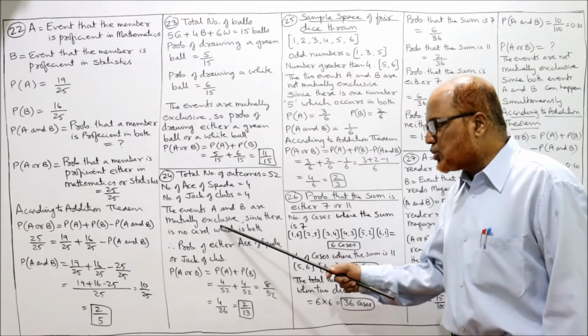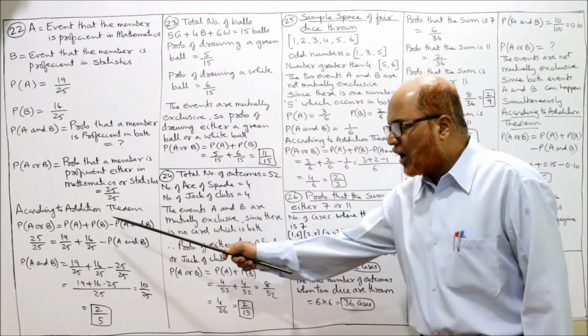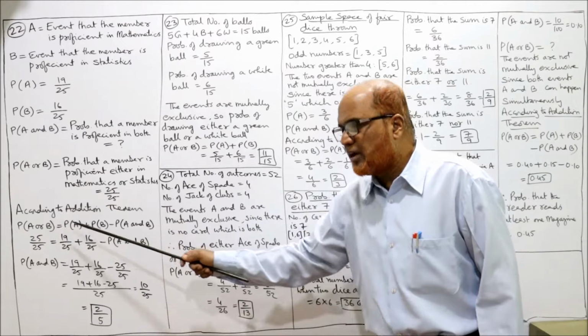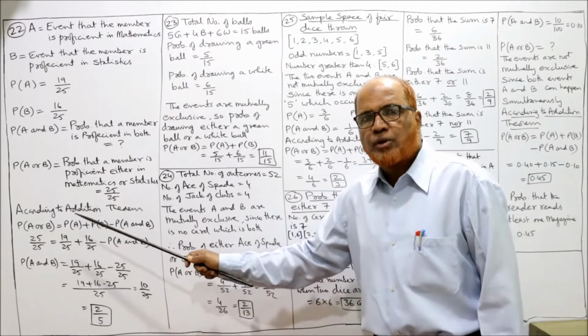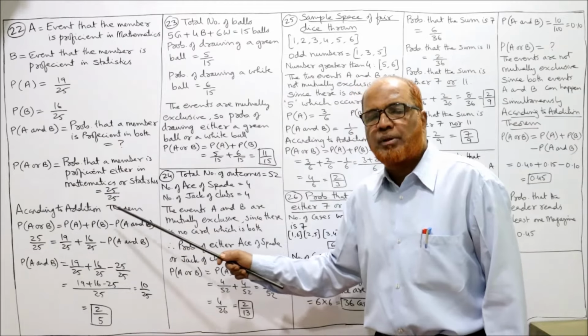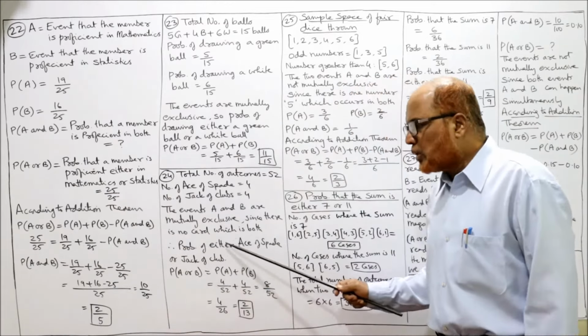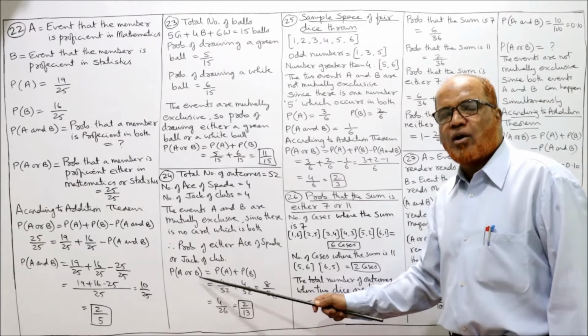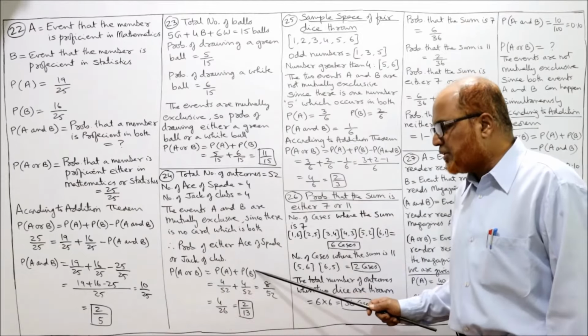अगर म्यूचुअली एक्सक्लूसिव है तो ये फॉर्मूला है, नॉट म्यूचुअली एक्सक्लूसिव है तो A और B का ये फॉर्मूला। नॉट म्यूचुअली एक्सक्लूसिव अगर है तो P of A or B is equal to P of A plus P of B minus P of A and B. म्यूचुअली एक्सक्लूसिव अगर है तो P of A or B is equal to P of A plus P of B.